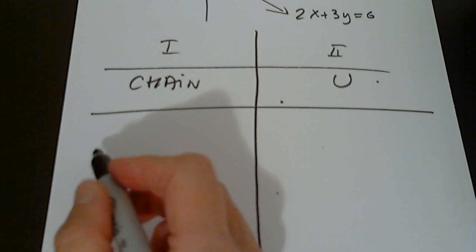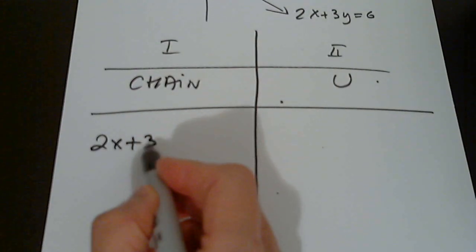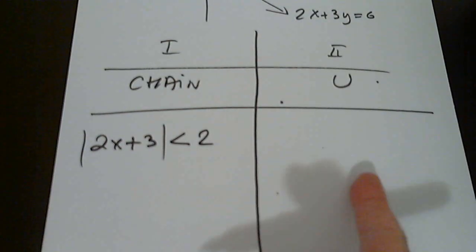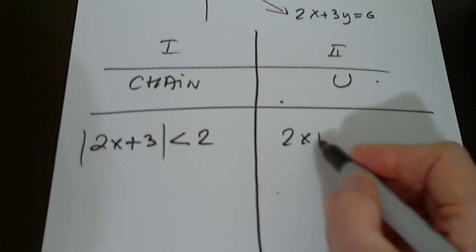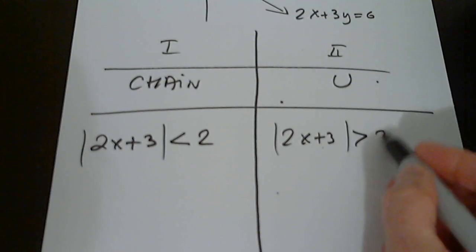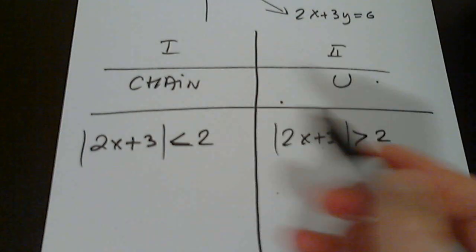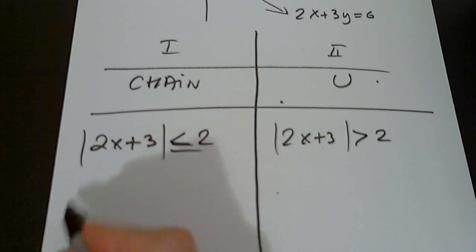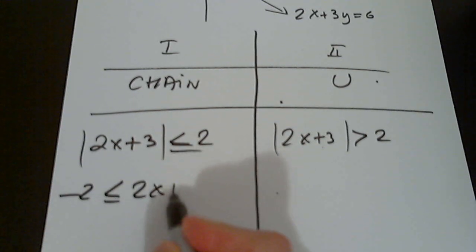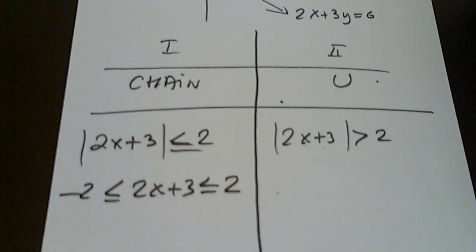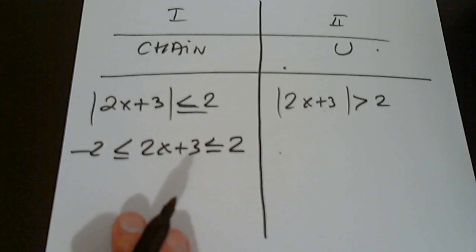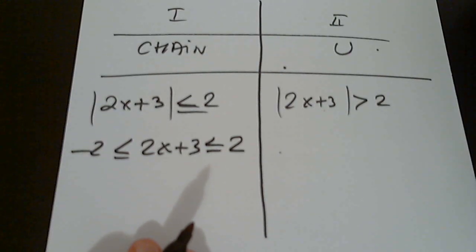So here's for the chain. 2x plus 3 in absolute value less than 2. For the union, 2x plus 3 in absolute value greater than 2. Well, let's also put the equal symbol here and not there. Doesn't matter. This one is a chain. Negative 2 less than or equal to 2x plus 3 less than or equal to 2. Do not separate this one, because then you get into trouble because you have to intersect the solutions.